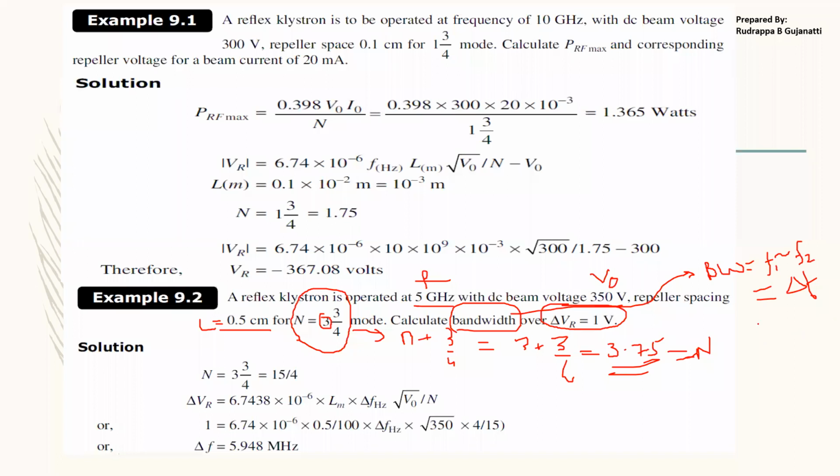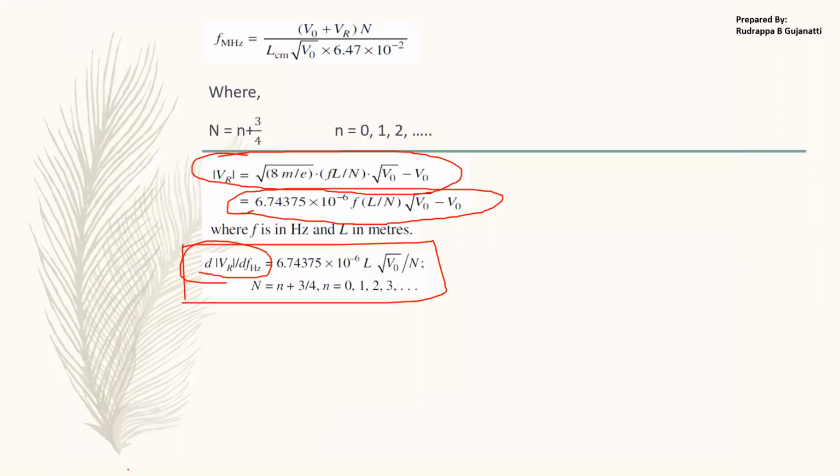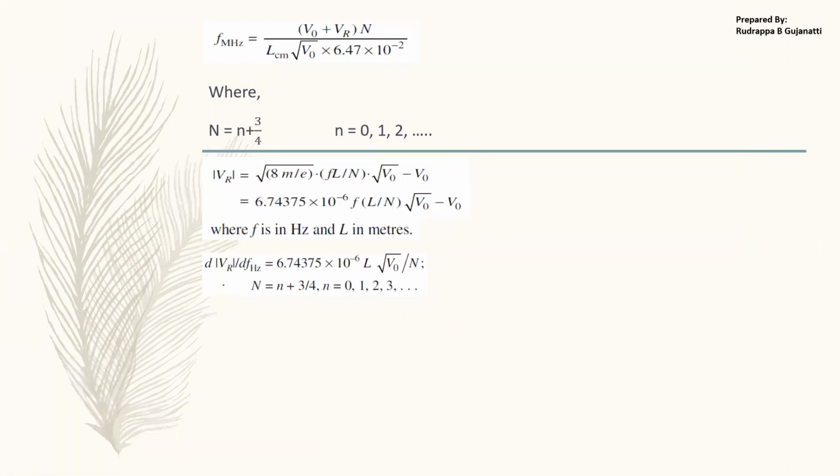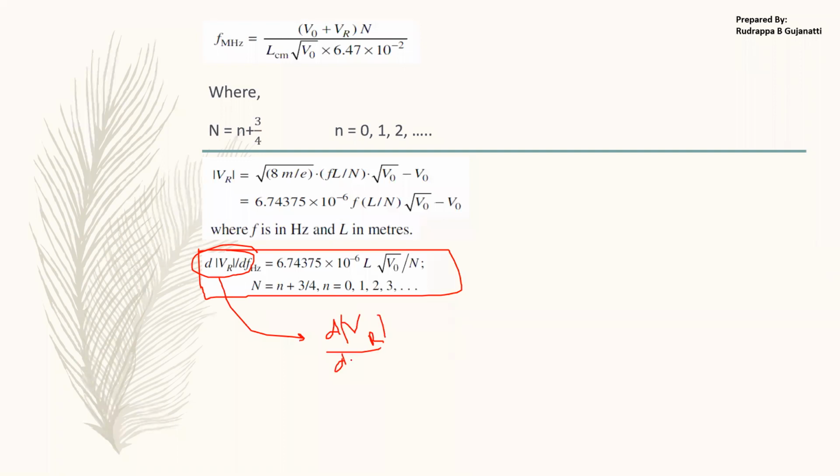So he has given delta VR, and he is asking to identify the bandwidth, delta F. So in order to estimate that, we will be making use of this information. Here you can see that it is the magnitude.